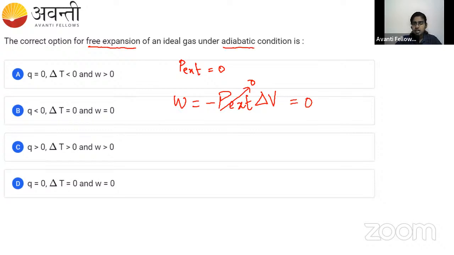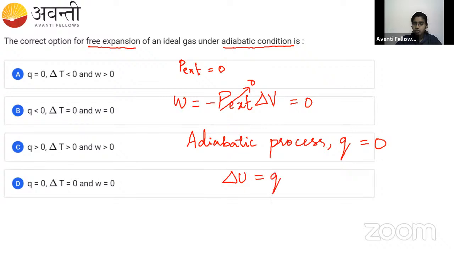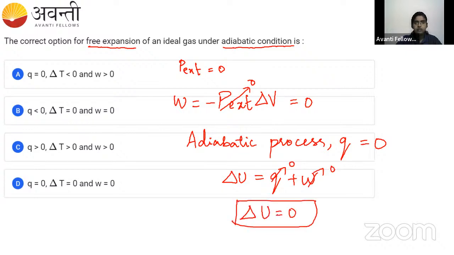And also the question says that the system is adiabatic. For adiabatic process, Q will be equal to 0. Okay. And from the first law of thermodynamics, we know that delta U is equal to Q plus W, right? So Q also goes to 0 and W also goes to 0. So delta U will be equal to 0. So from the given options, option A says that Q is equal to 0 and option D says that W is equal to 0. So obviously option D will be the correct answer.